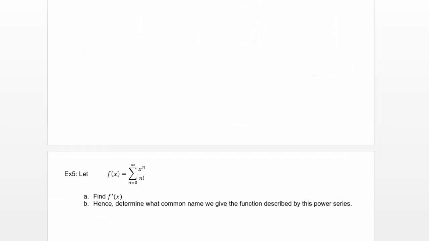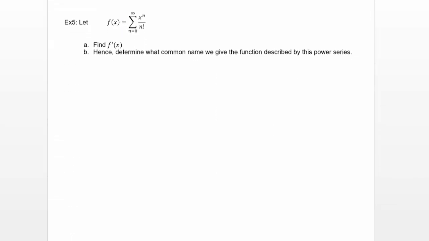Another example is this one. We have a function that's represented by a power series. We're going to do some calculus on this, and specifically we're going to find the derivative of this function, and then moreover we're going to determine a common name we give this power series. It turns out that this power series is actually a representation of a function we are very familiar with. We may not know it at the outset, but we'll look at some properties of this function and match this up with a function with the same properties. If you have the same properties, you're going to be the same function.